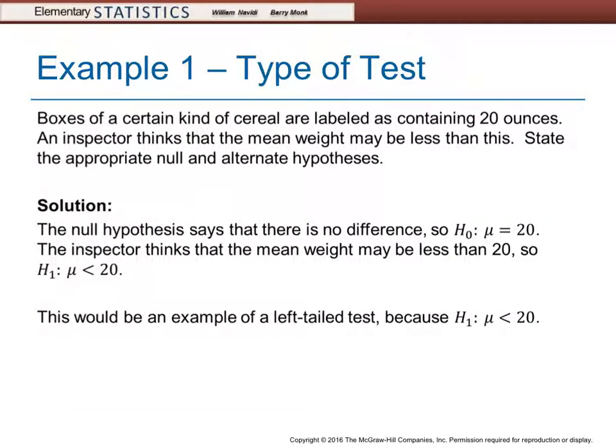So for example, boxes of a certain kind of cereal are labeled as containing 20 ounces. An inspector thinks that the mean weight may be less than this. State the appropriate null and alternative hypothesis. So, the null hypothesis states there's no difference. That is the initial condition. So we have H naught such that mu is equal to 20. The inspector thinks that the mean weight may be less than 20. So H1 is mu is less than 20. This would be an example of a left-tailed test.